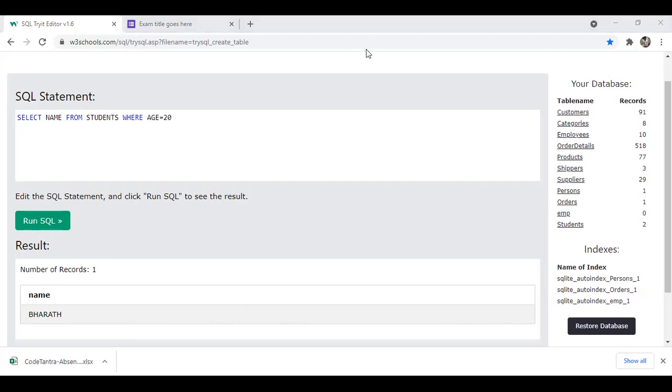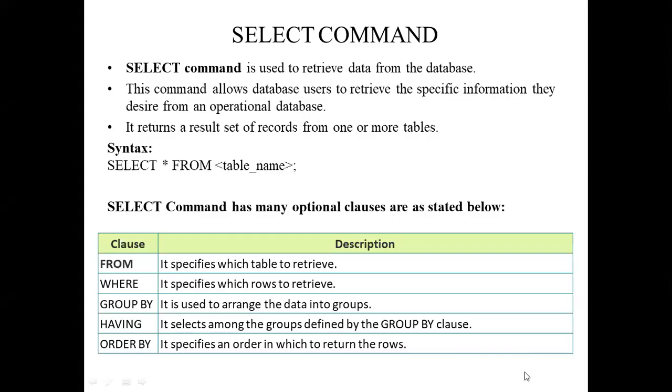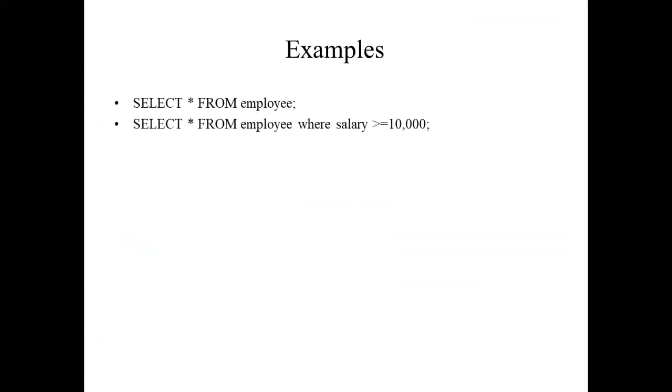Now we will move to another command. Here are examples: select star from employee, select star from employee where salary is greater than or equal to 10,000. So who are available with a salary greater than 10,000? Then we will retrieve all the information about those employees.